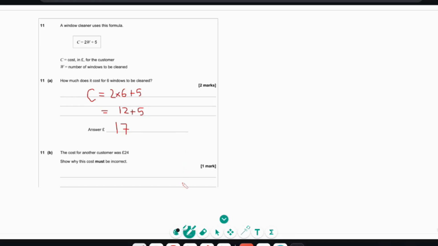Cost for another customer was £24. Show why this cost must be incorrect. I'm just going to put it equal to my 2W plus 5. I'm going to solve this equation by taking 5 off both sides. Dividing by 2. Well, 19 divided by 2 is 9.5. You have 9.5 windows. So can't have 9.5 windows.